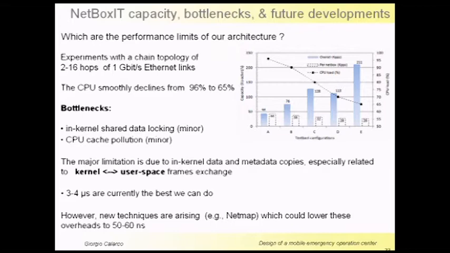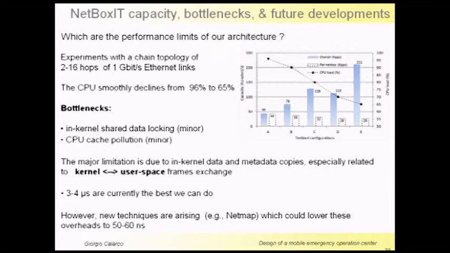We wanted to understand which were the causes of these performance constraints, and we experimented with a chain topology of containers up to 16 gigabit Ethernet links. You can see that the global throughput, the blue bars, is increasing, but the throughput for each network is decreasing. And the same is true for the CPU load. And this means the bottleneck of the platform is not due to a lack of computing resources, but there are other factors.